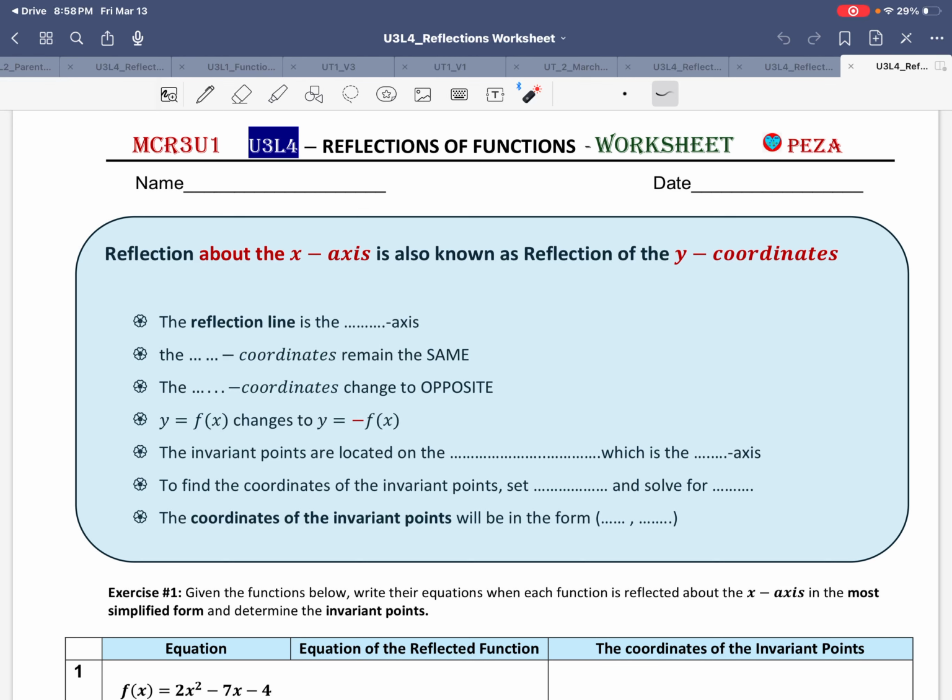Let's take a look at some practice questions with reflections of functions. And we are focusing on reflections over the x and the y axis.